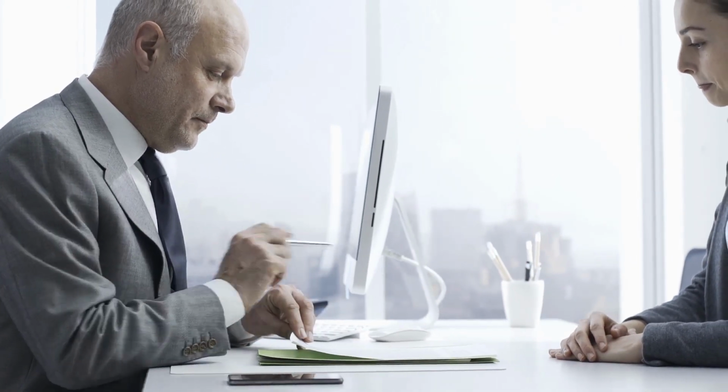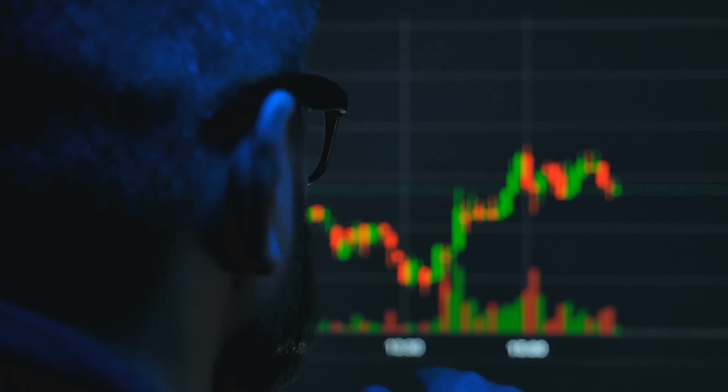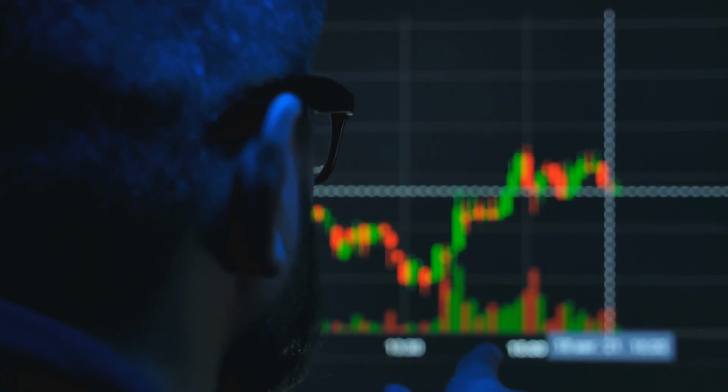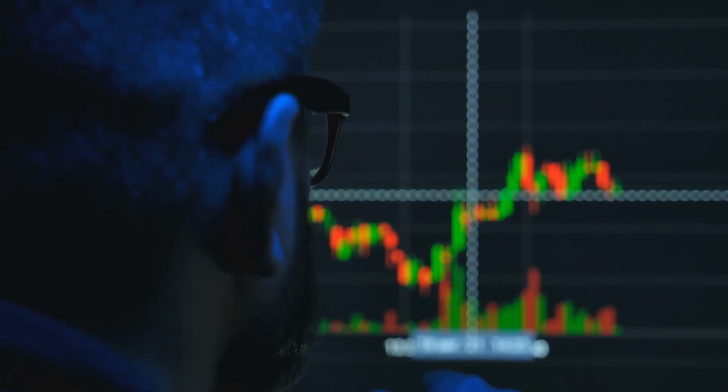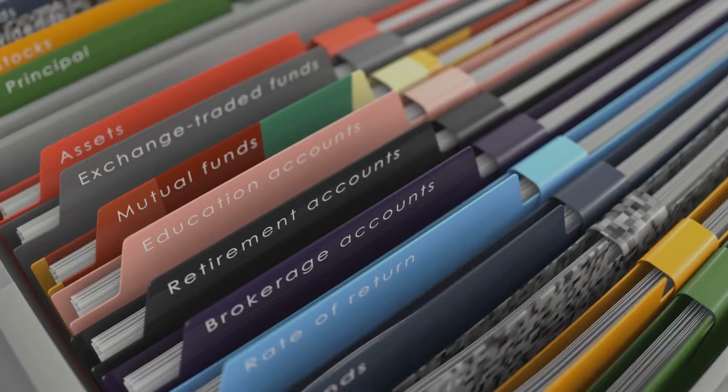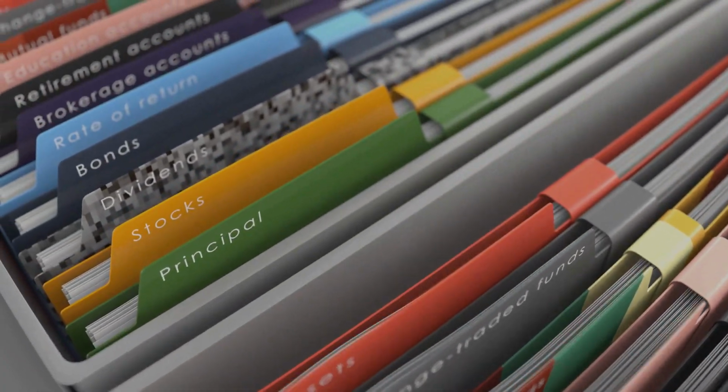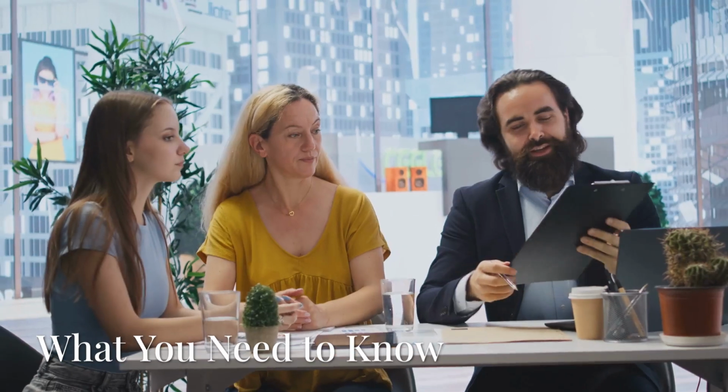Now let's move on to advanced tax strategies. One strategy is tax loss harvesting, selling losing investments to offset capital gains. Another strategy is to be mindful of asset location. Holding investments in specific accounts can minimize tax liability.